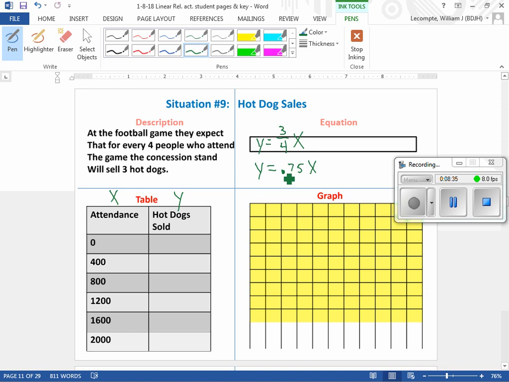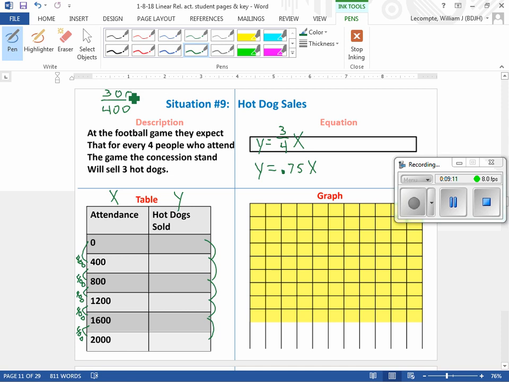Okay, so our change over here is 400. So each time we go up 400. But what is our change over here? Well, we went to 400, so we had an attendance of 400. Right, and I buy 3 hot dogs for every 4 people. So if 40 people show up, I'm going to buy 30. And if 400 people show up, I'm going to buy 300 hot dogs. So here I'm going to have 300 hot dogs.